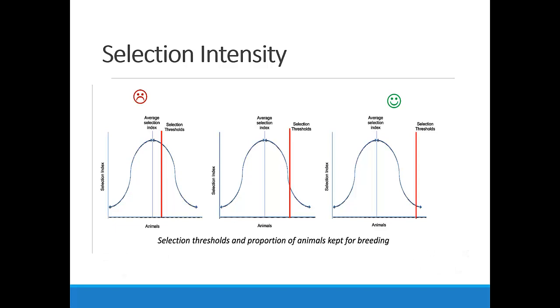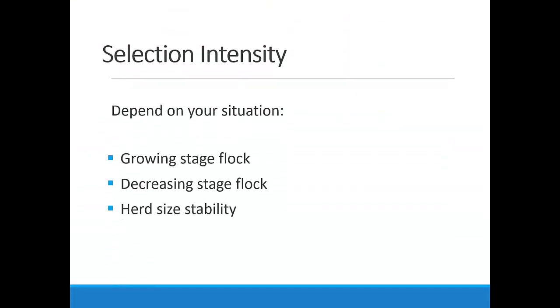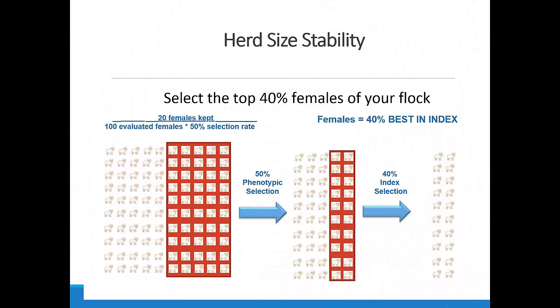Now that you understand this notion, the selection intensity used to select replacements is a function of your flock situation. Your flock can be in a growing stage, a decreasing stage, or be stable in terms of number of heads. If your number of heads is stable and you keep replacements to maintain the number of heads, the recommended selection threshold is 40% for female selection. This means you should select the females in the top 40% of your flock.